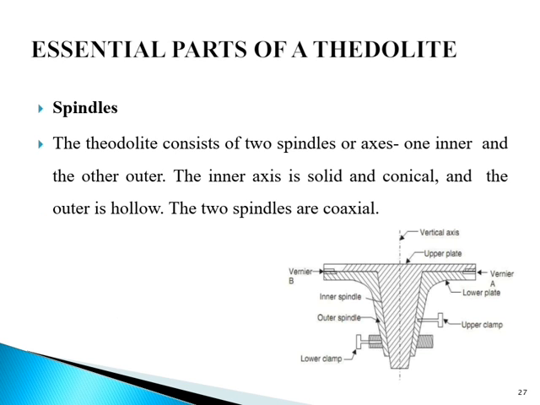Next are the spindles. The theodolite consists of 2 spindles or axes, one inner and the other outer. The inner axis is solid and conical and the outer is hollow. The 2 spindles are coaxial. You can see it here in the image.